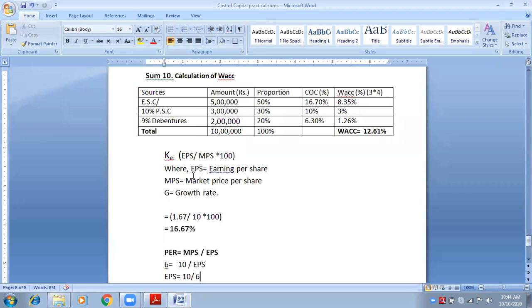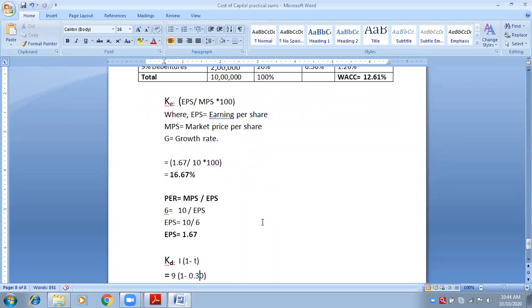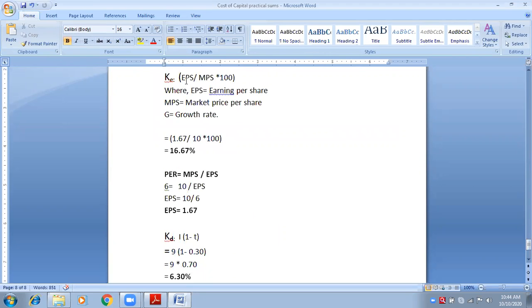They will not ask you to calculate KD only. Within a sum of WACC, while you calculate WACC, you may be asked to calculate KD and KE. The formulas will be given as such, in which you will be required to calculate KE and KD. So this is how you have to do.